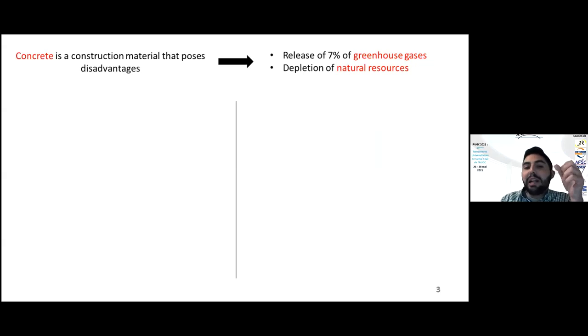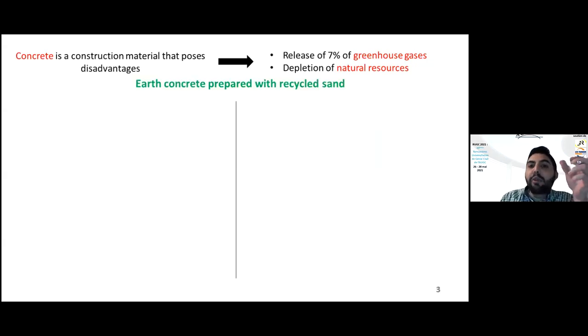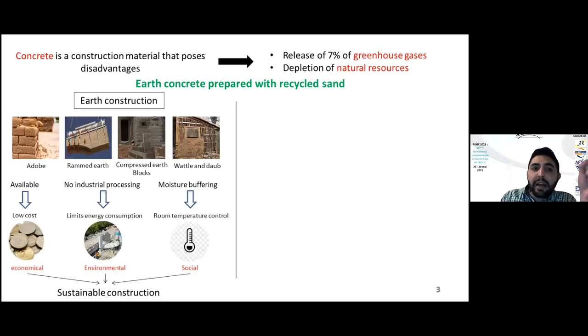The construction material proposed in this study is earth concrete prepared with recycled sand. Earth construction has been in service for thousands of years. It has taken different forms such as adobe, rammed earth, compressed earth, and wattle and daub. It's of low cost, limits energy consumption, and controls room temperature.